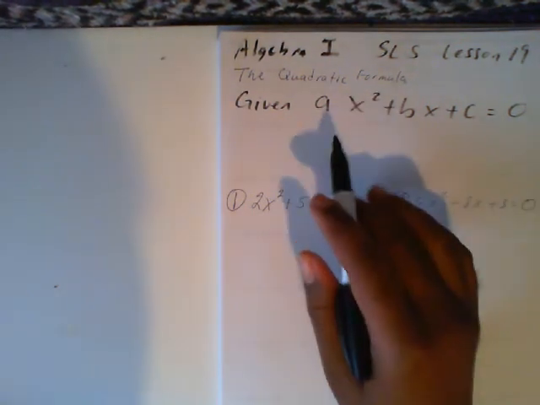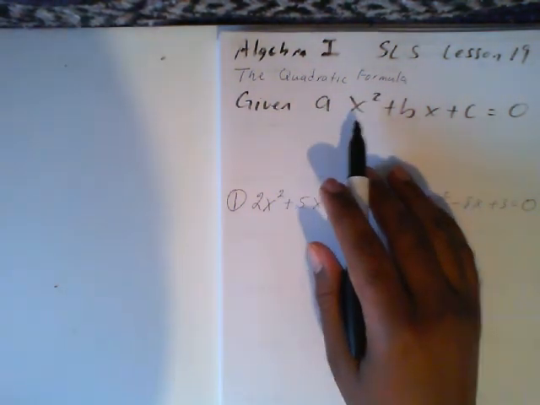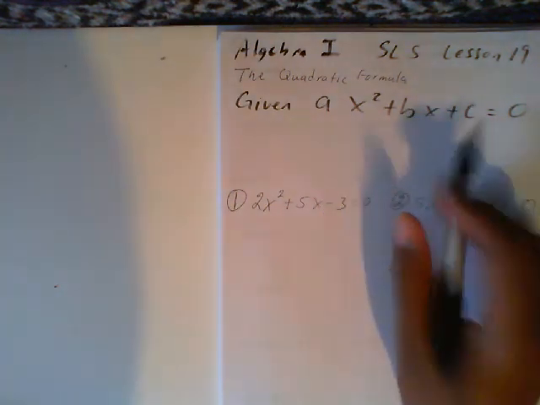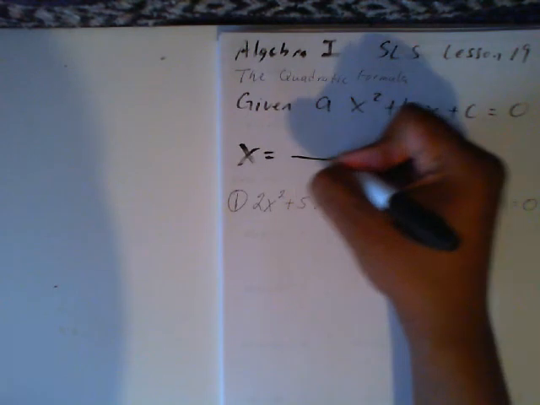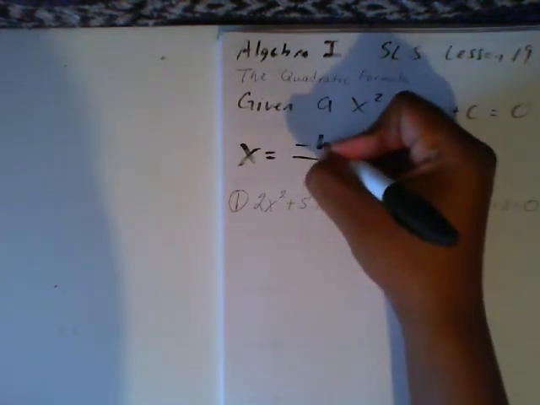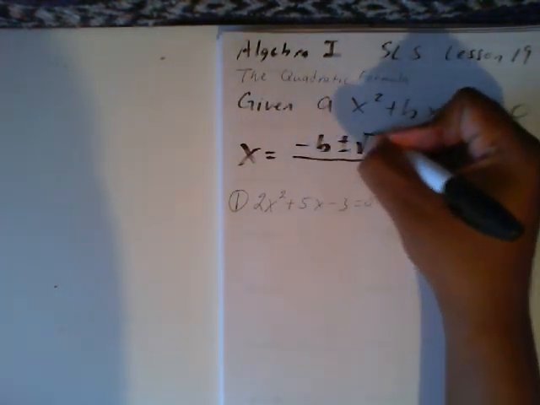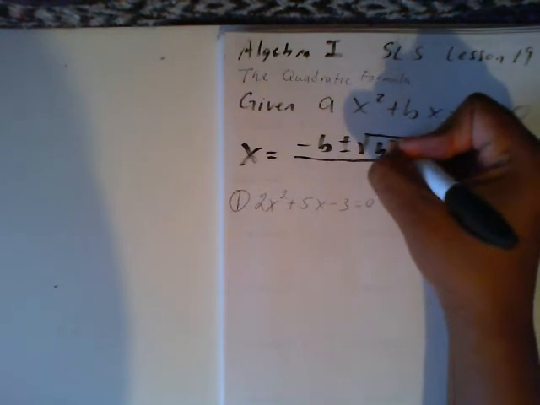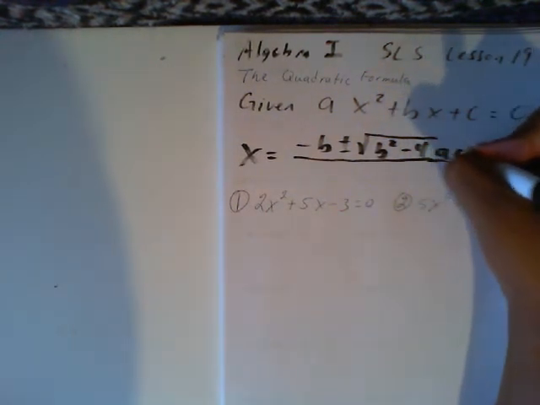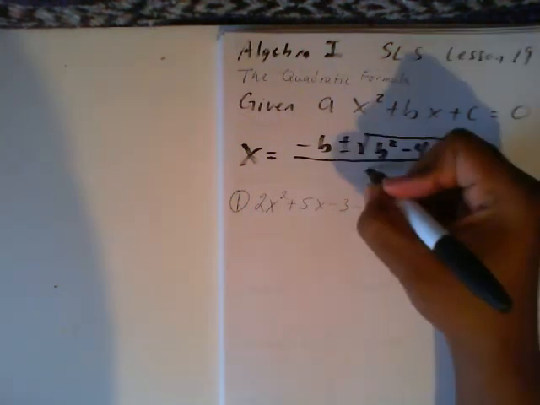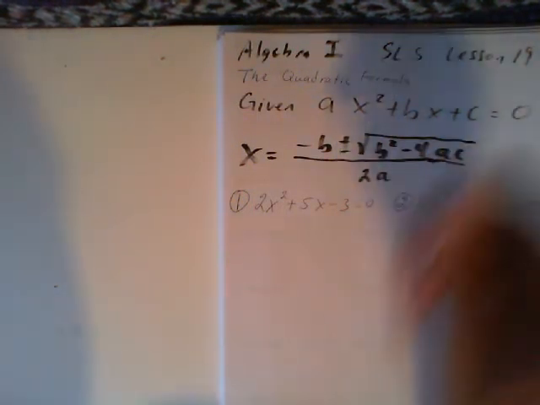Given a quadratic, let's say in standard form, ax squared plus bx plus c equals 0, the solution for this would be x equals the opposite of b plus or minus the square root of b again squared minus 4 times a times c, all divided by 2a.